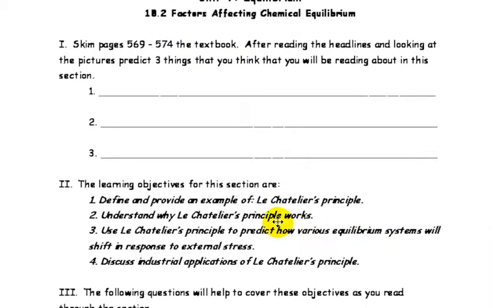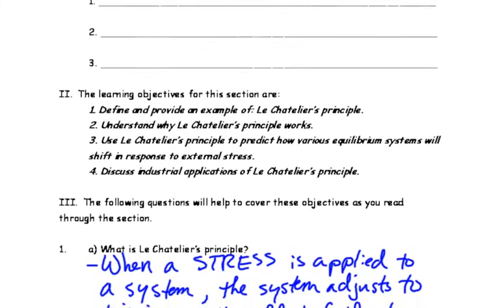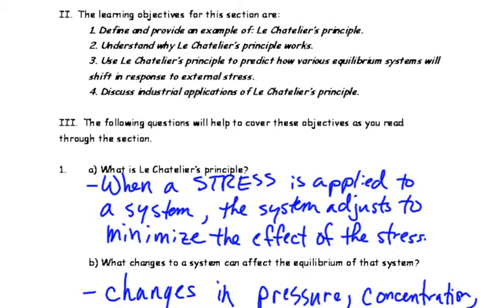So here we'll look at what Le Chatelier's principle is, understand why it works, use the principle to predict how various equilibrium systems will shift in response to a stress, and discuss some industrial applications. So first of all, Le Chatelier's principle says, when a stress is applied to a system, the system adjusts to minimize the effect of that stress. So ideally, if we're adding something, the system's going to try to use it up. If we're taking something away, the system's going to try to replace it.